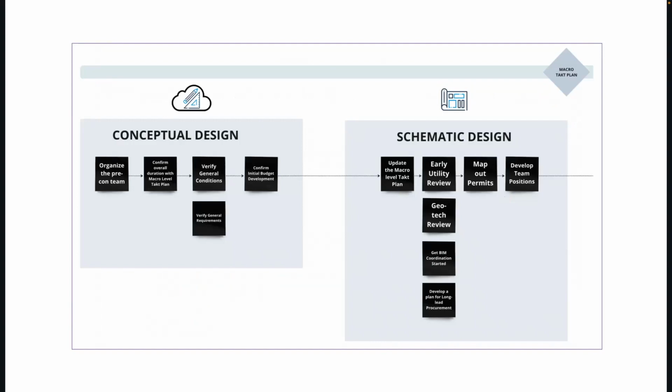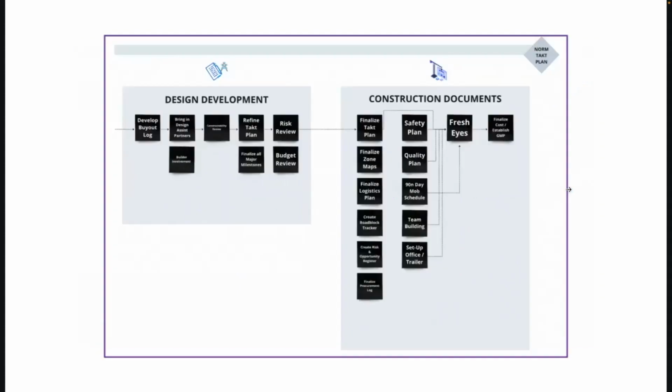But the idea is in the conceptual design phase, we need to organize the pre-con team, confirm the overall duration with the macro level TAC plan, verify your general conditions and your general requirements, and confirm your overall budget. We also need to update that macro level TAC plan, do an early utility review, a geotech review, get BIM started, develop a plan for long lead procurement, start using your procurement log, map out your permits, and develop your team positions in your pre-con effort. You are going to use your macro level TAC plan specifically in these phases in design and in pre-construction.